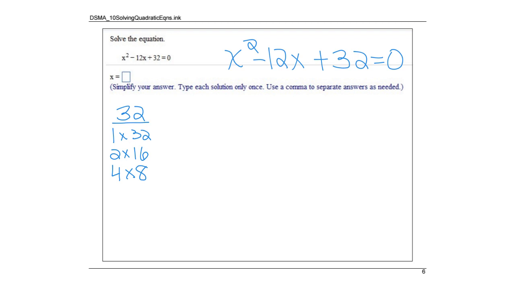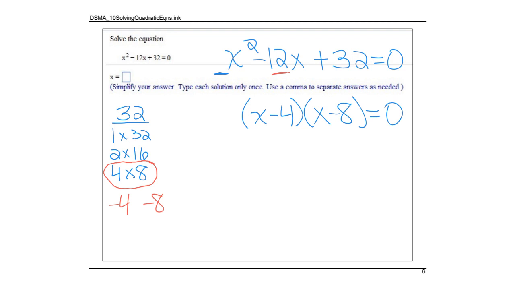I think that might be it. So these are all the factors that would give us 32, but we need to sum to 12. So we want 4 and 8. However, we have a negative 12. So we want negative 4 and negative 8. So let's come up here. And because we have a 1 in front here, we don't have to do the box method and the AC method. We can actually just put x minus 4 and x minus 8 in.